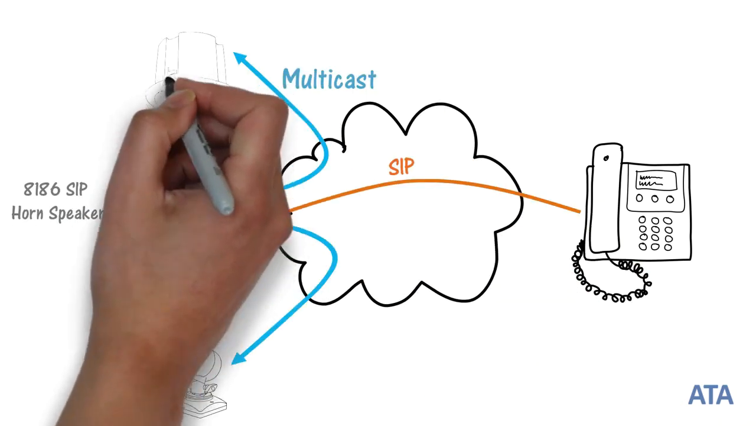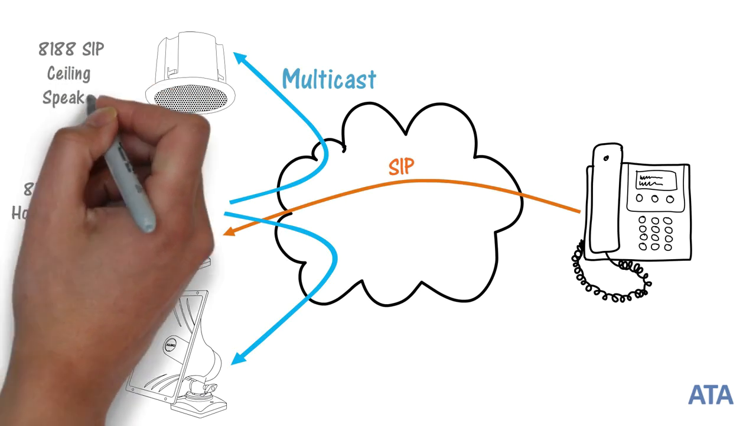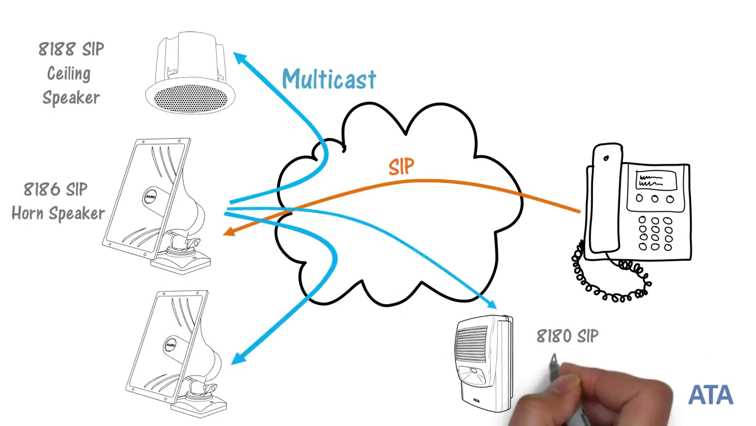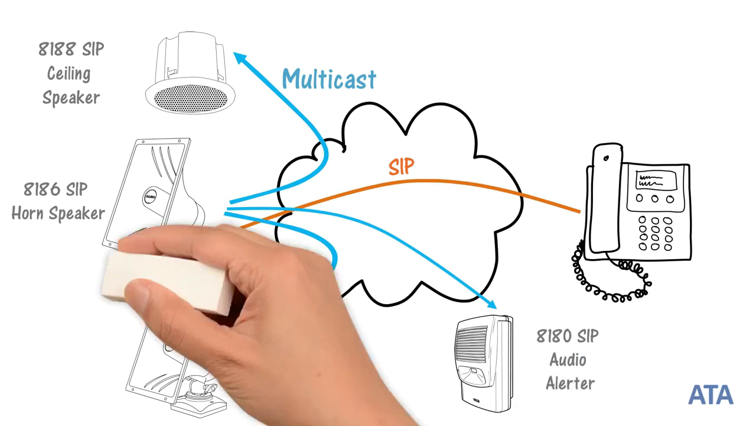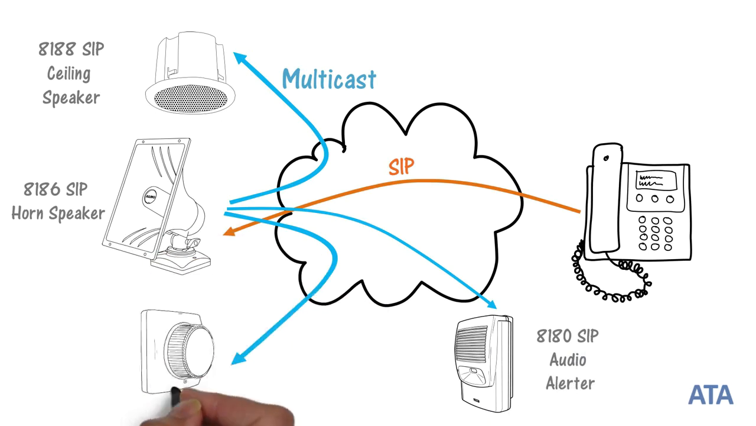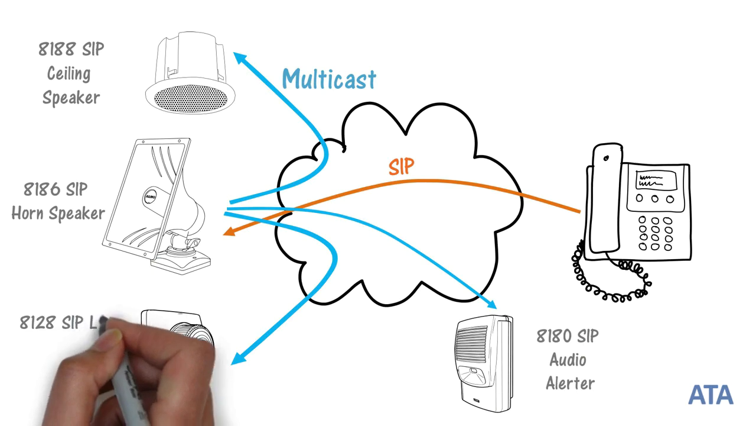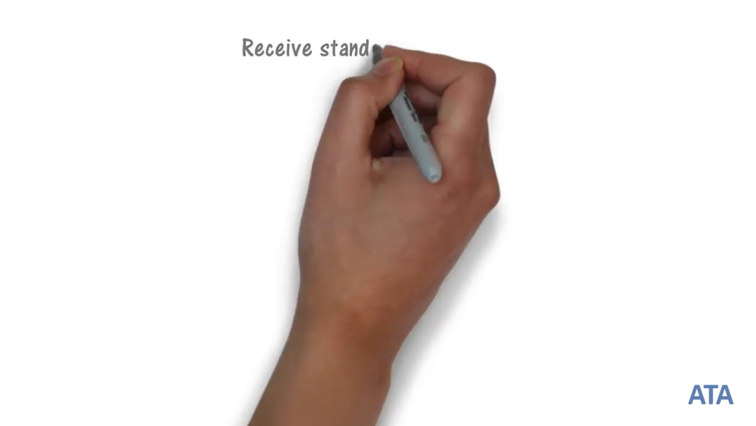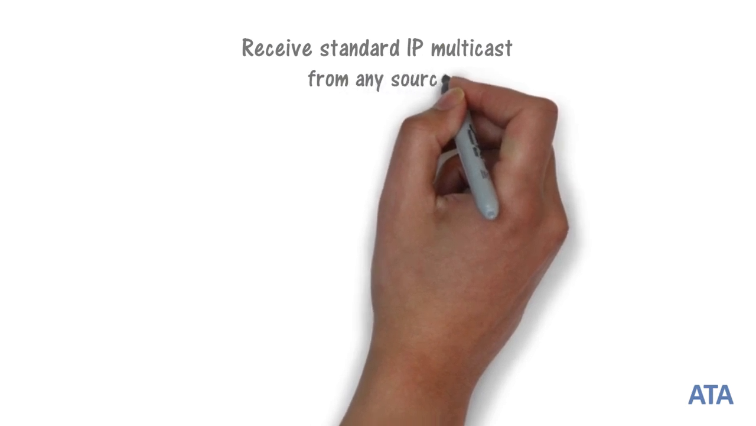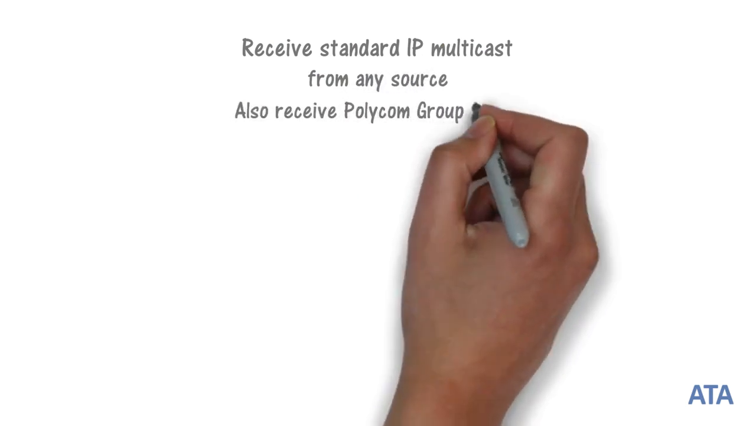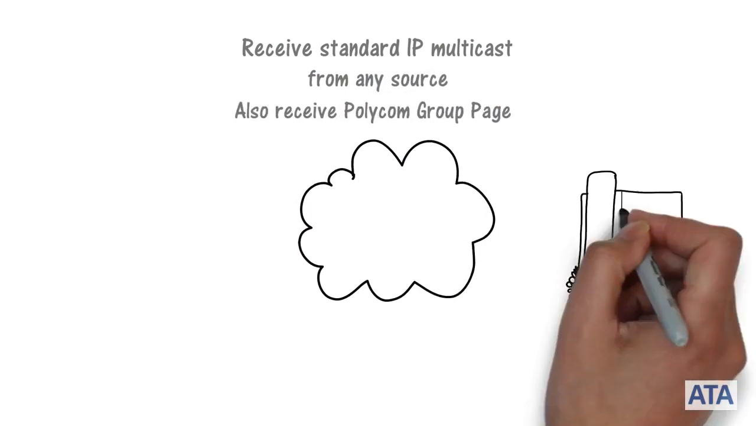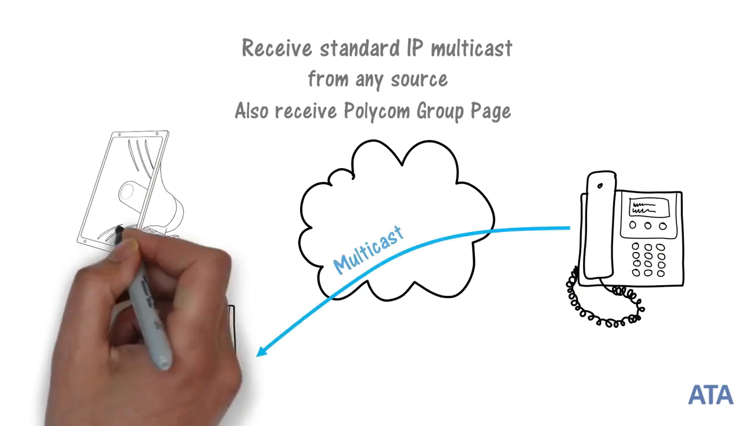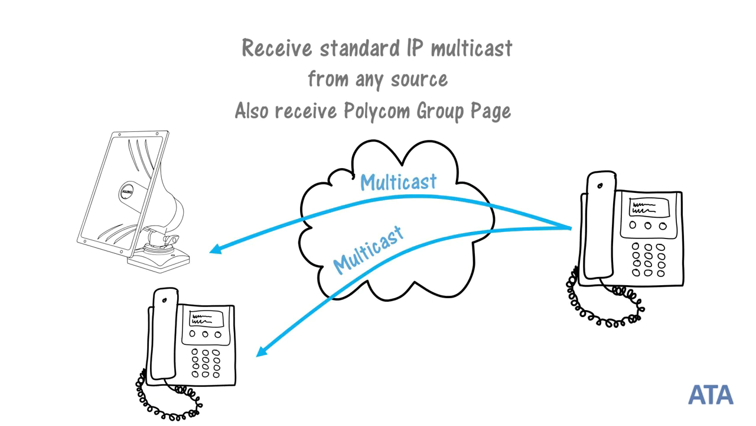You can even mix Algo endpoints in a multicast to combine different speakers, such as the 8188 ceiling speaker, 8180 SIP audio alerter, and include visual notification with the 8128 SIP strobe light. Multicast capability also includes receiving an IP multicast from other sources, such as either a standard RTP multicast or Telecom group page. In this application, there is no SIP registration required.